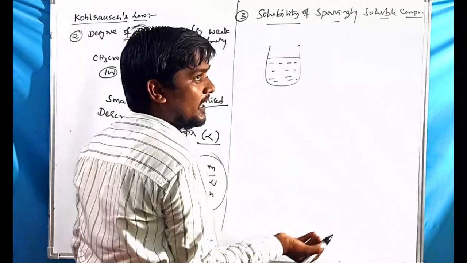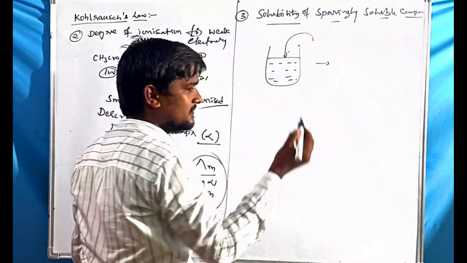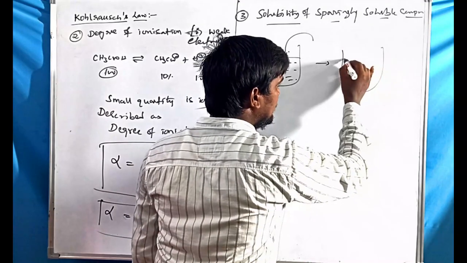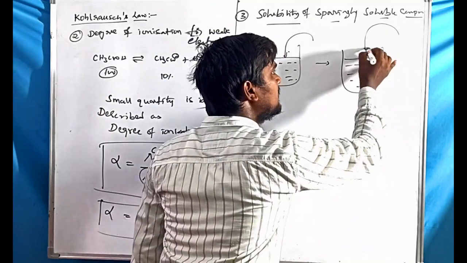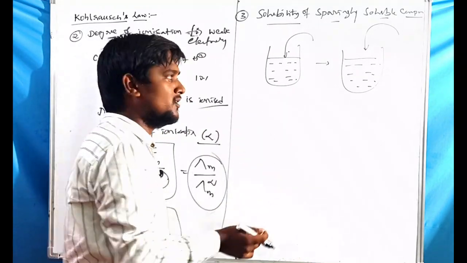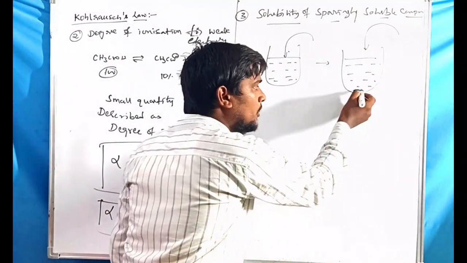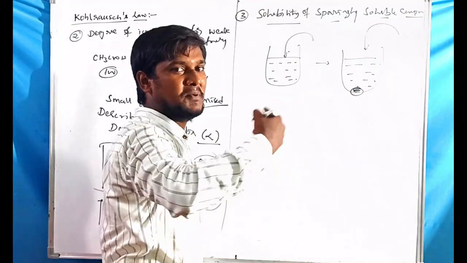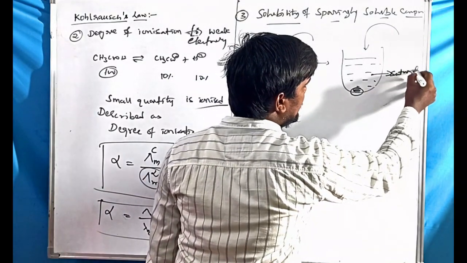So this is an electrolyte. Whenever we add the salt, at a certain stage it is completely dissociated. When another mole, or another gram, or another milligram of salt is added, it appears as a precipitate. So before the formation of a precipitate, that is called a saturated solution.